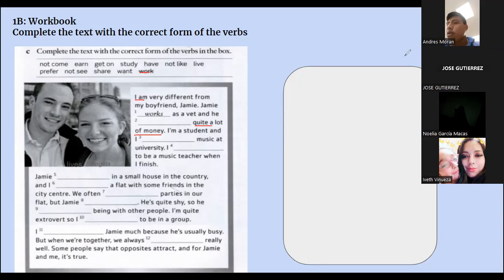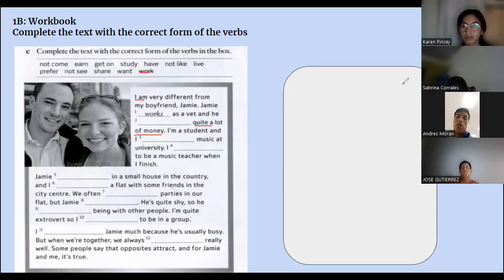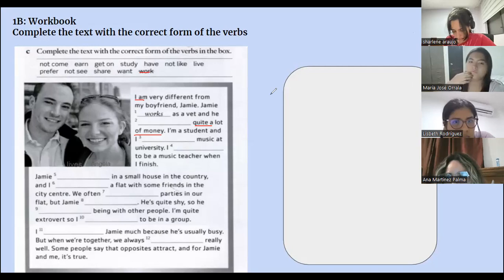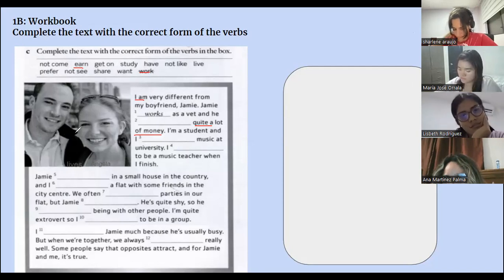Is there any other option? Why is it not earn? Who said earn? ¿Por qué no es earn? That's the one. Earn. You said it, but then you didn't say anything else. This is right. Earn means get. When we're talking about money, we can say that someone has money, porque tiene dinero. Pero en este caso está refiriéndose al trabajo, right? She's describing her boyfriend's job, and since he's a vet, he earns quite a lot of money.